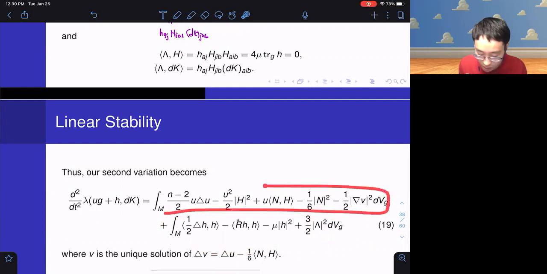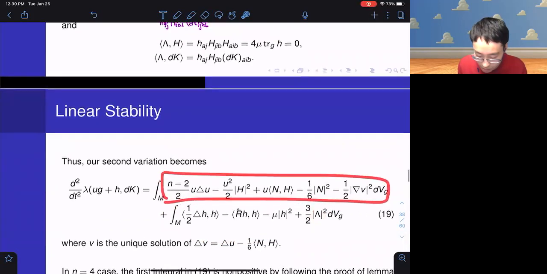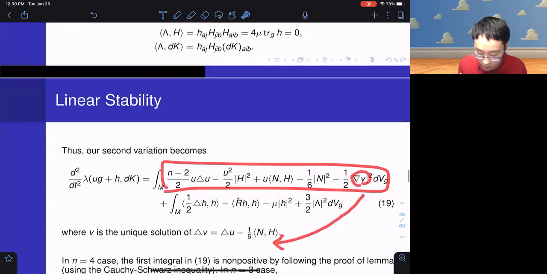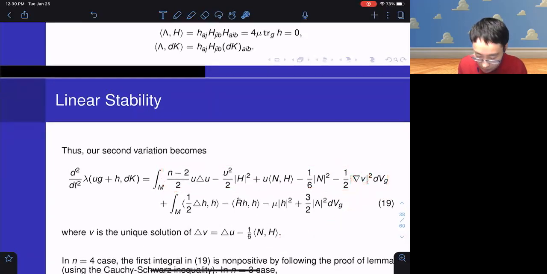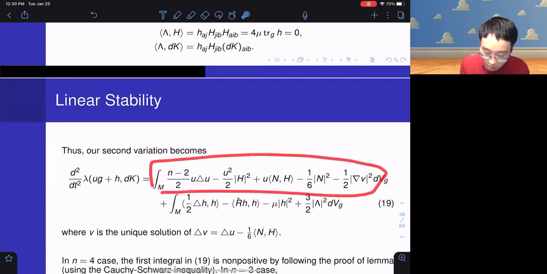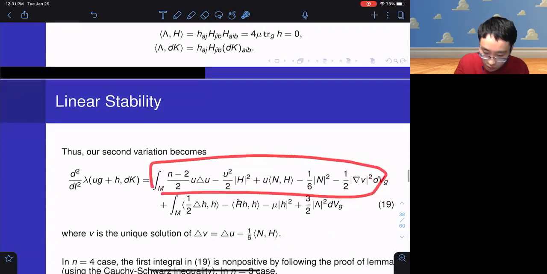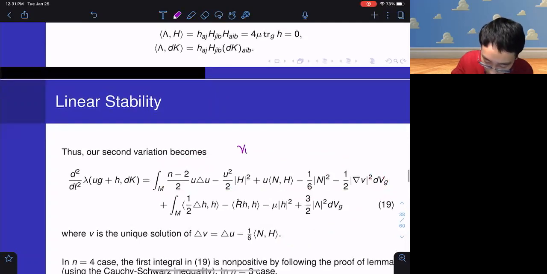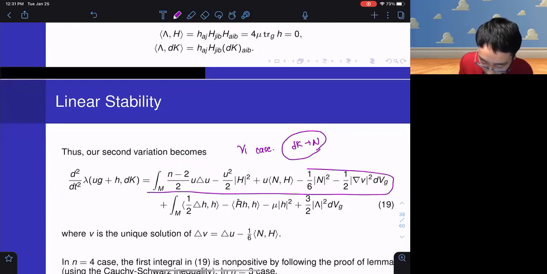And what happened in the first line is here, Laplacian B is the solution of Laplacian U minus 1/6 inner product with n and h. And this is exactly what we did in the V1 case. You just change dk to be capital N. So this whole term will be non-positive.